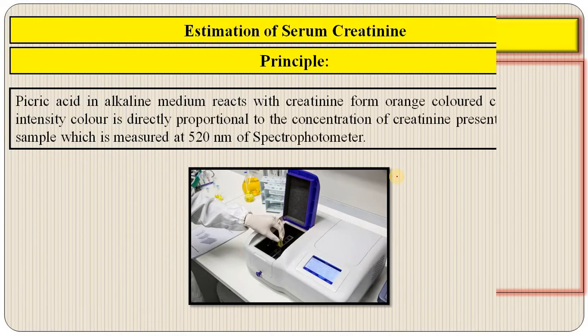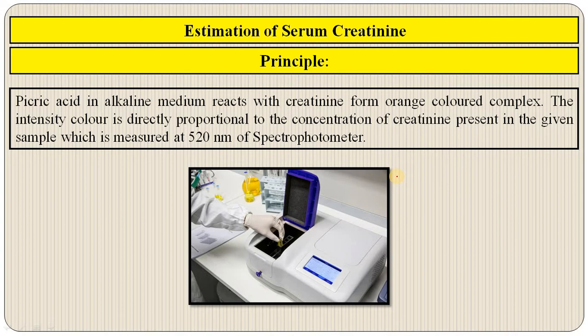Now let us see the most important biomarker for the kidney function test is creatinine, serum creatinine estimation. The serum creatinine estimation is done with the picric acid test. So before going to the actual principle for the estimation of serum creatinine, let us see about the creatinine. Generally it is a breakdown product of creatine phosphate from muscle and protein metabolism.